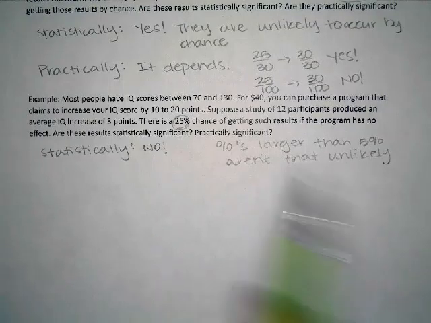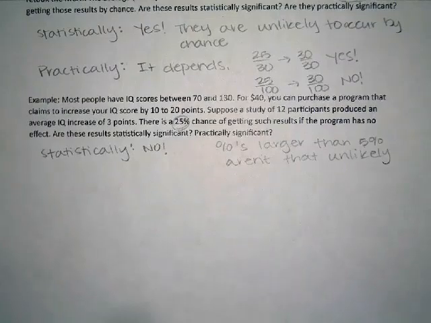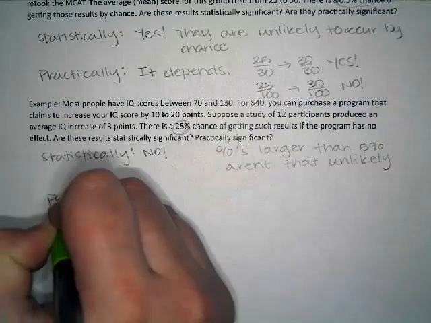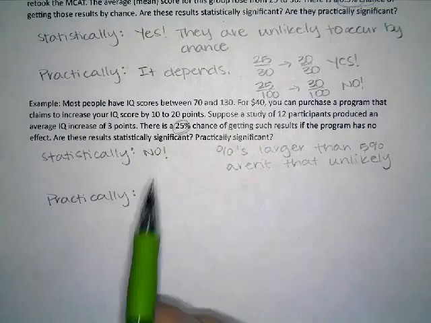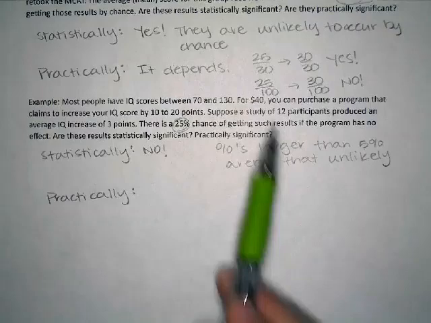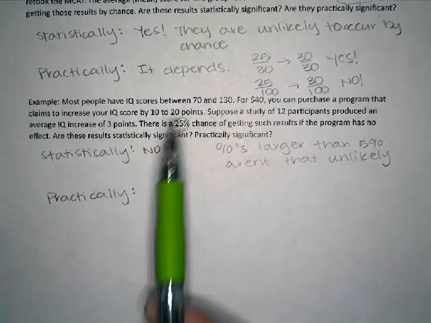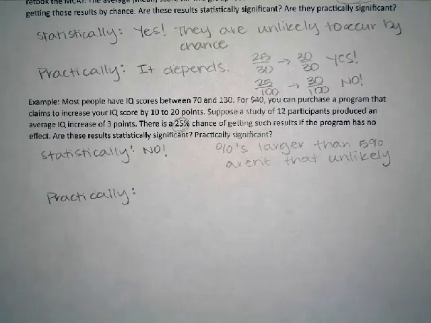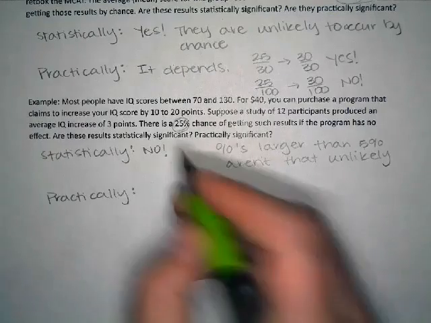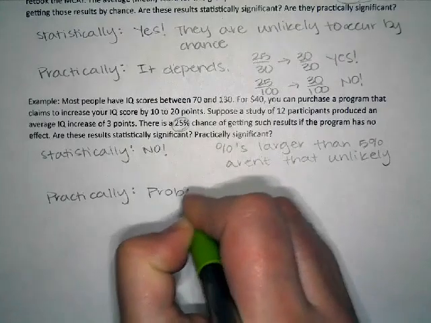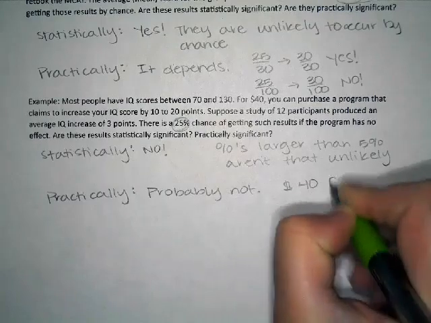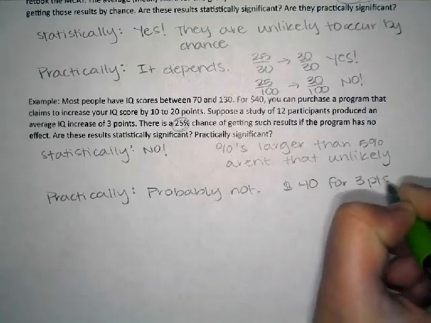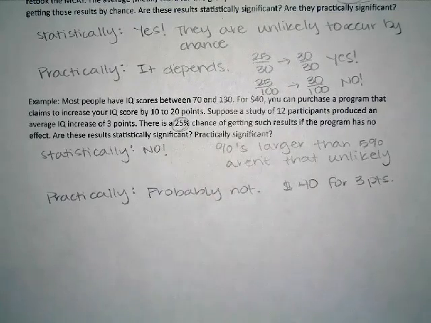Okay, practically significant. Is it worth $40 to you? Pay $40 to rise by 3 points. So you had an IQ score of 110, now you have an IQ score of 113, and you paid $40 for it. Is that worth it to you? I'd say probably not. $40 for 3 points. Now, if it was going to raise by 20 points, if my IQ was 110 and it went to 130, okay, I'd pay $40 for that. But 3 points, maybe not so much.